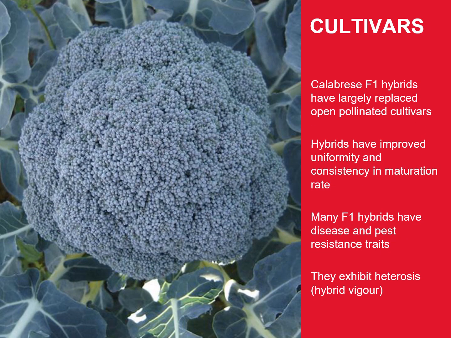So Calabrese, most commercial varieties are now F1 hybrids, and they've largely replaced the open pollinated cultivars, and that's because the F1 hybrids have improved uniformity and consistency in their maturation rates. Many of the F1 hybrids nowadays have disease resistance and pest resistance traits, which is obviously advantageous to the grower. However, the seed does come at a premium because of that. And again, like cabbage, as I mentioned in the previous screencast, because they're hybrids, they exhibit this hybrid vigor, so they have vigorous early growth.